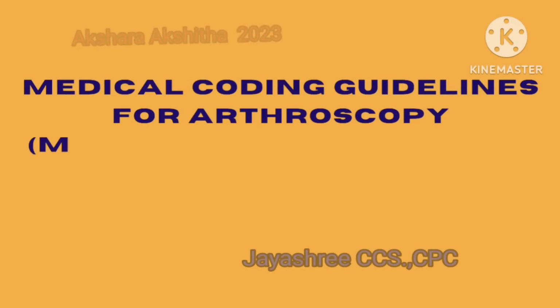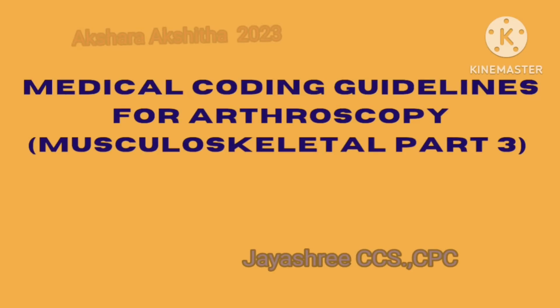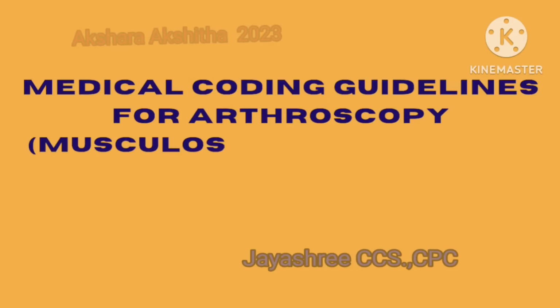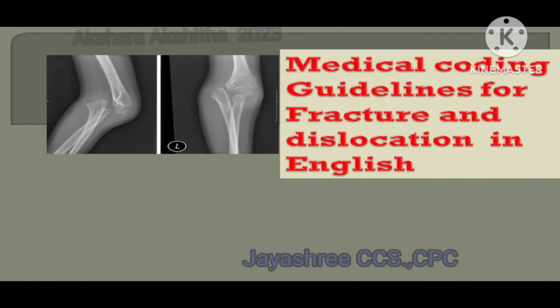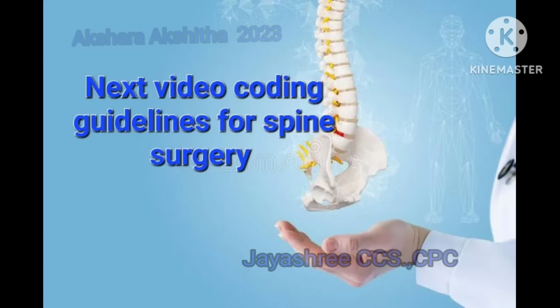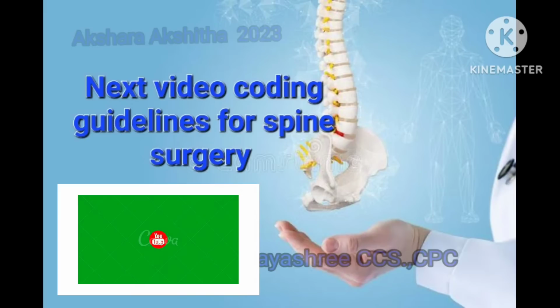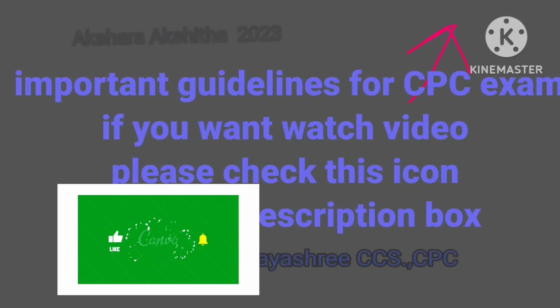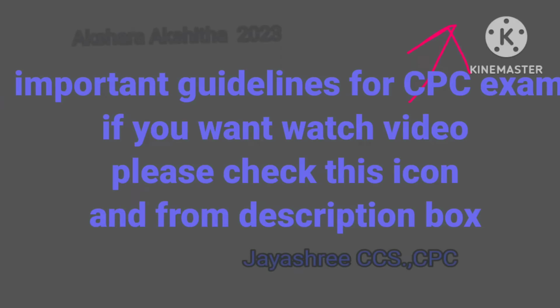In this video, I am going to explain medical coding guidelines for arthroscopy of the knee and shoulder joint. In the last video, I explained coding guidelines for fracture treatment and spine procedures. Part 1 is fracture treatment, part 2 is spinal procedures. Those who have not watched that video, please watch it. Both videos cover major procedures and will be useful to clear your CPC exams. I have pasted both video links in the description box.